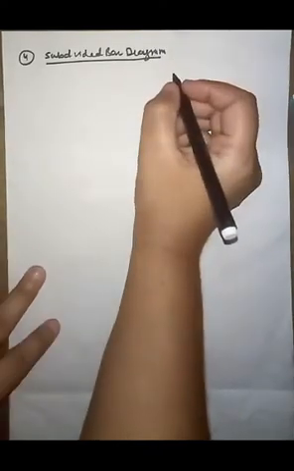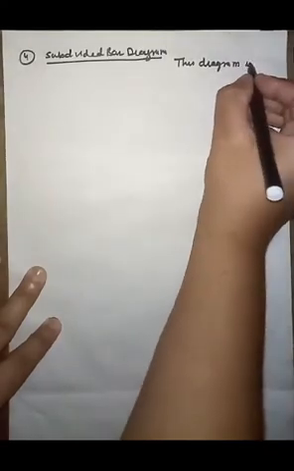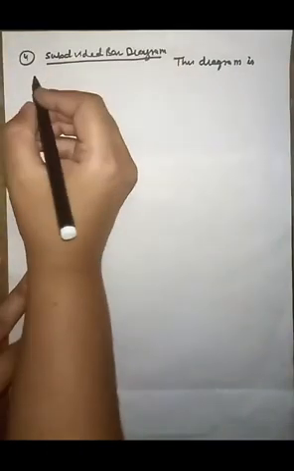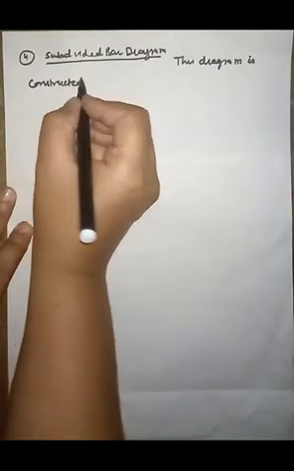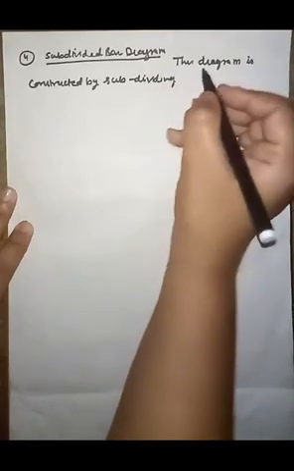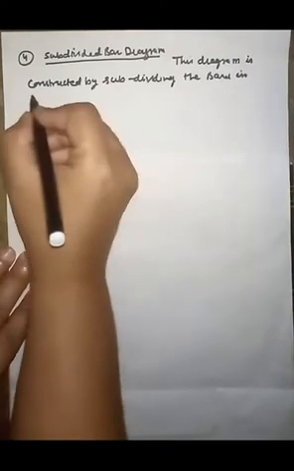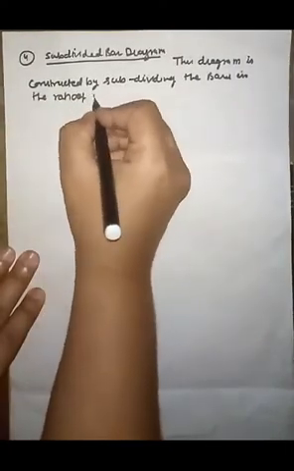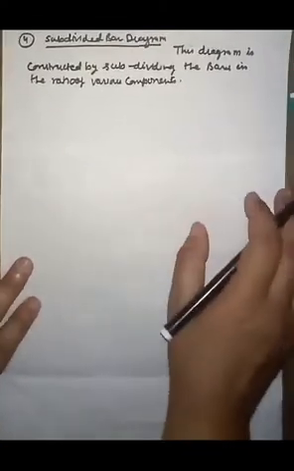If we write the proper definition, this diagram is constructed by subdividing the bars in the ratio of various components, right friends? With the various components.